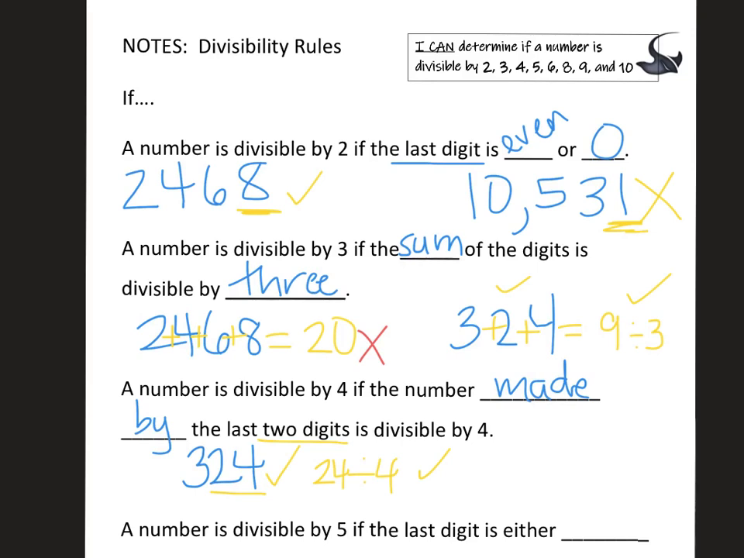Okay, another number we could try. Let's go back to the one I used for the first one, 10,531. If I look at just those last 2 digits again, 31, I know that 4 times 8 is 32, and 4 times 7 is 28, so since 31 is in between those, it's not divisible by 4. Therefore, the entire number 10,531 would not be divisible by 4.